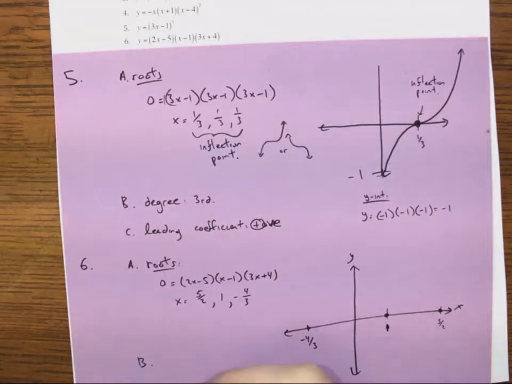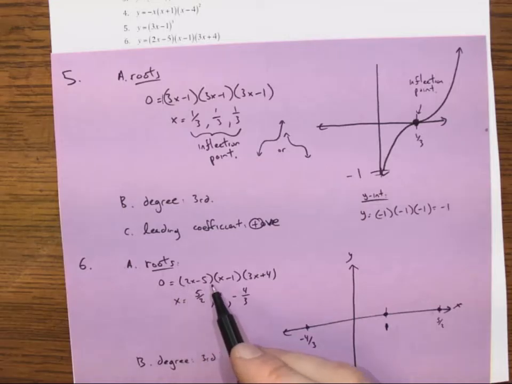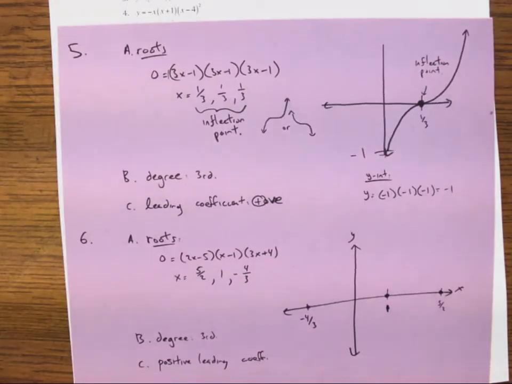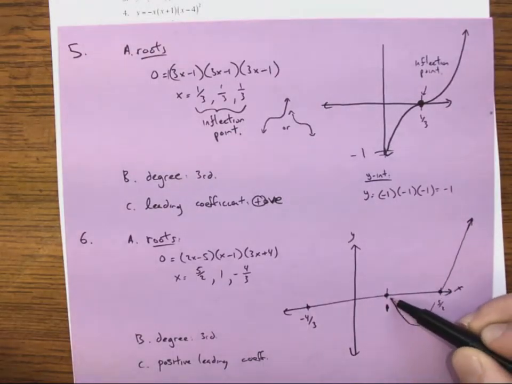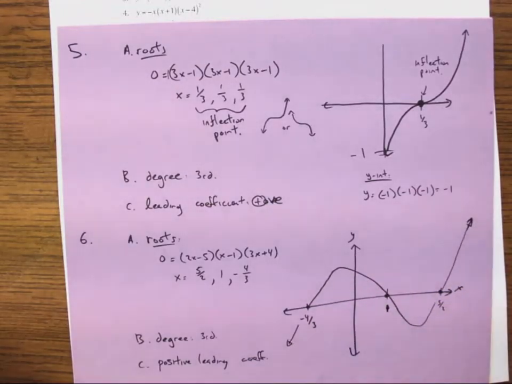We need to find the degree. This is a third degree polynomial. And our leading coefficient, again, is this invisible 1 times a 2 times the invisible 1 times a 3, or 6. So we have a positive leading coefficient. And so that means we're going to end going to positive infinity. So I'm going to come down like this, bounce back up like so, and scroll back down. There we go.